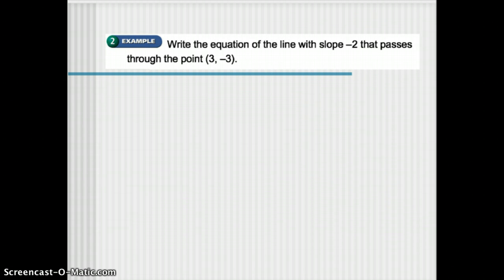All right. I would like you to try this one on your own and then come and check if you're right. Okay. So again, I want you to write it in point slope form unless I specify otherwise.